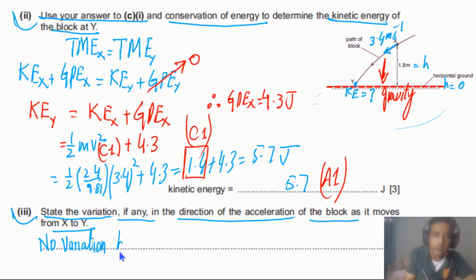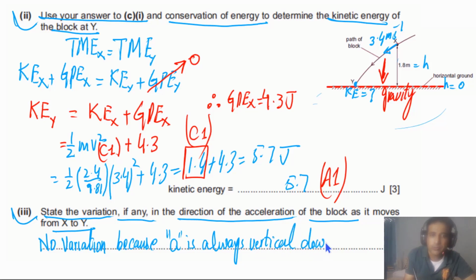No variation, because acceleration is always, in this case, vertically downwards. So this is how you can answer. Acceleration is always vertically downwards, and this question has only 1 mark. If you have written this one, you will get 1 mark, and this should be a B mark.